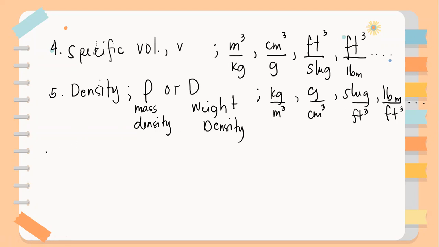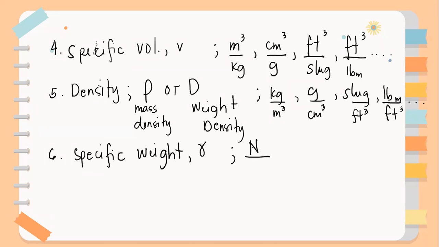Okay, number six, we have the specific weight. Now for the specific weight, we have the symbol. What are the units for the specific weight? We have Newton per cubic meter.